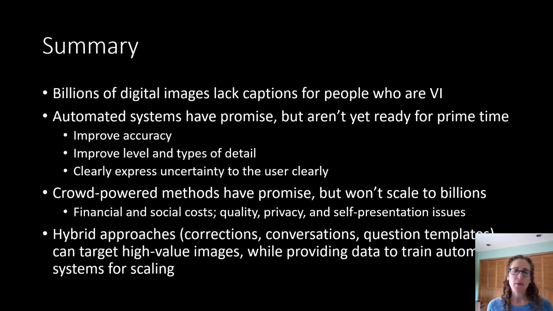So in summary, billions of digital images lack captions for people who are visually impaired. Automated systems for creating captions have promise, but they're not quite ready for prime time yet. We need to really improve their accuracy and also improve the level and types of detail that these automated captions include, and we need to express uncertainty to the end user more clearly so that they can decide whether to trust the system. Crowd-powered methods for adding this kind of detail or alternative text have promise, but won't scale to the billions of digital images online. So we need to think about how we can leverage human-in-the-loop methods in order to bootstrap the creation of more automated systems.